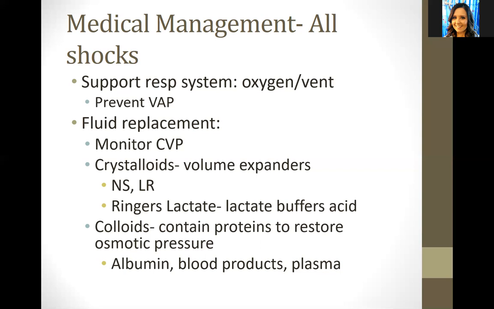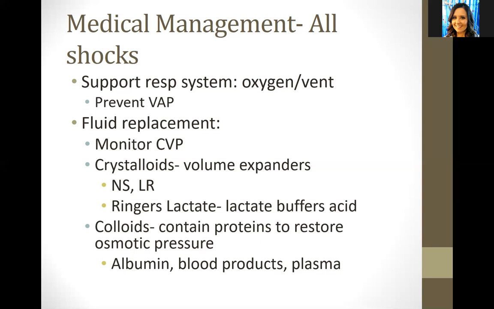Also, while we're replacing fluids, we need to monitor CVP, so central venous pressures, our fluid status. We can monitor CVPs with any central line or PA catheter. And remember, with the central line, the tip of that central line sits right above the right atrium in that SVC, or superior vena cava. And with the PA catheter, the port for the CVP sits in the right atrium.